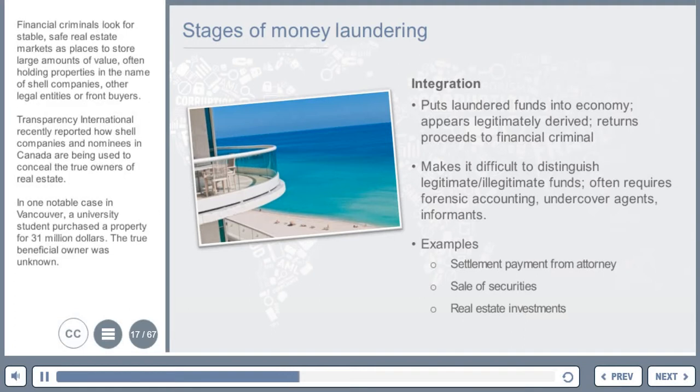Financial criminals look for stable, safe real estate markets as places to store large amounts of value, often holding properties in the name of shell companies, other legal entities, or front buyers. Transparency International recently reported how shell companies and nominees in Canada are being used to conceal the true owners of real estate. In one notable case in Vancouver, a university student purchased a property for $31 million. The true beneficial owner was unknown.